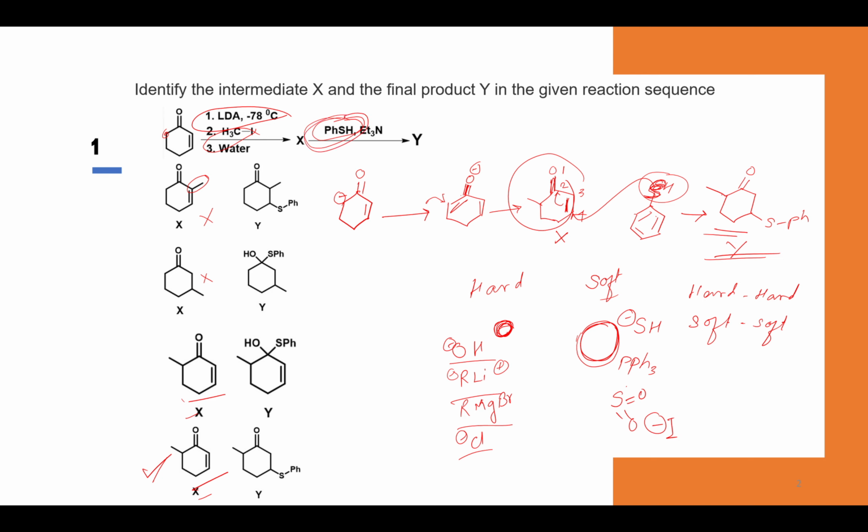Because here we have phenyl sulfur containing phenyl thiol, it will undergo a 1,4 addition reaction. So a soft nucleophile will give 1,4 addition reaction, and a hard nucleophile will give 1,2 addition reaction, right? Here we are getting 1,4 addition, so we get this as a product. So the correct option in this case was option number 4.